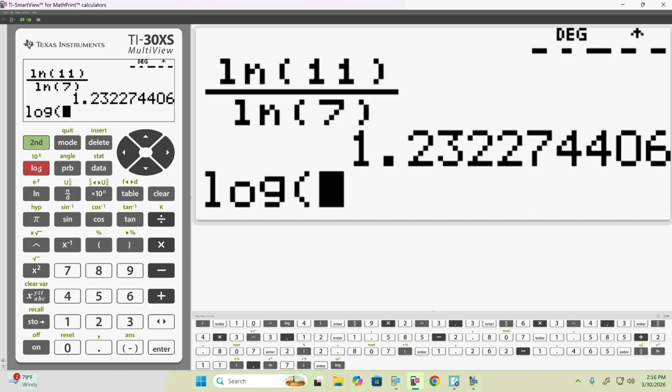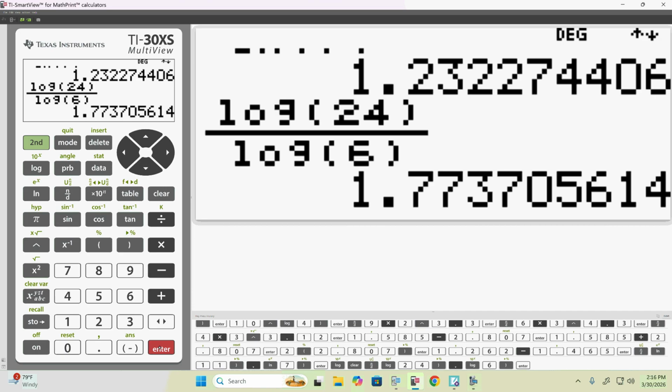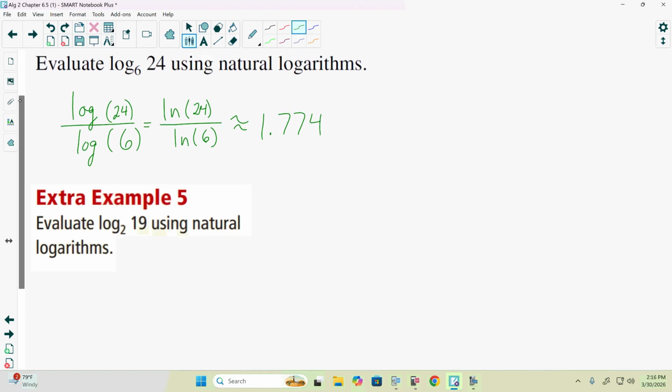Can we say log of 24, I think it was 24, or was it 26? 24 over log of 6, 1.774. So it is closer to 2 than it is to 1, because it's closer to 36 than it is to 6. Questions on that one there?